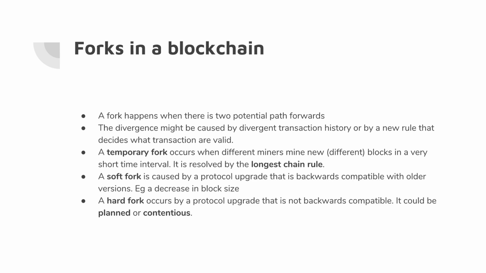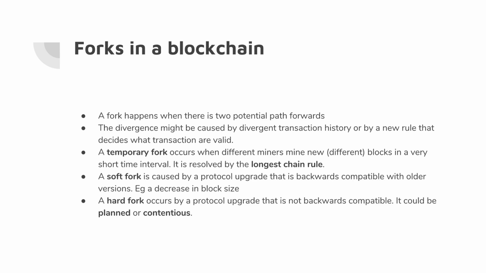A hard fork, on the other hand, occurs by a protocol upgrade that is not backwards compatible, and this can be thought of as an example where the block size is increased. For example, if the block size is increased from 1 MB to 2 MB, then not all the blocks that are valid according to the new scheme are valid in the old scheme.